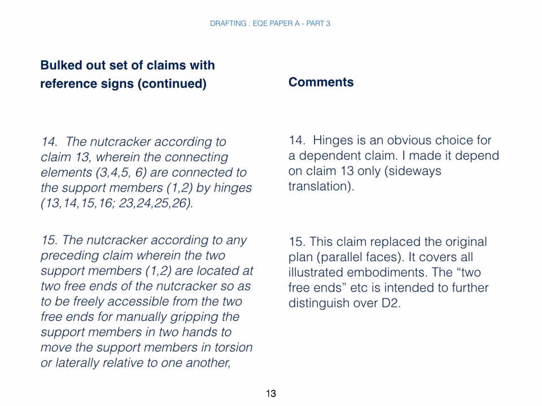The original plan for Claim 15 was to cover the parallel faces of the support members. And instead, I attempted to write a claim which covers, well, let's read the claim and we'll see. 15. The Nutcracker, according to any preceding claim, wherein the two support members 1, 2 are located at two free ends of the Nutcracker, so as to be freely accessible from the two free ends for manually gripping the support members in two hands to move the support members in torsion or laterally relative to one another.